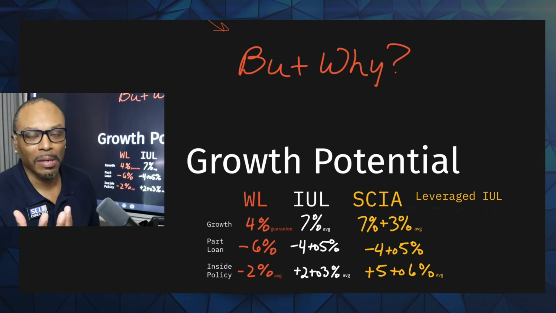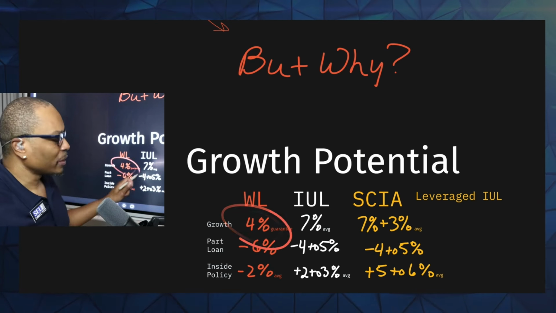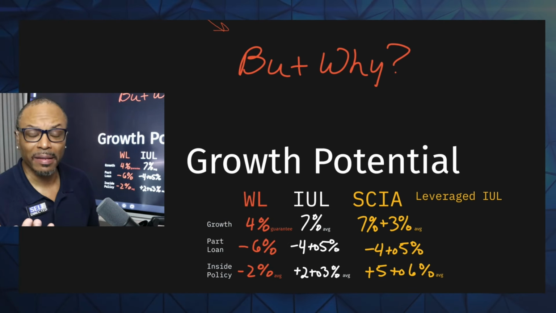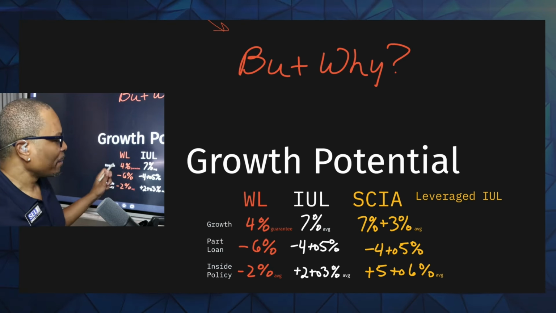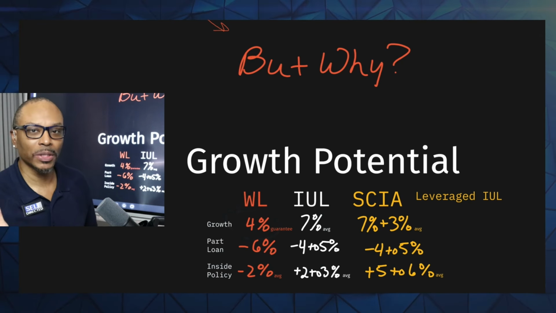Well, people love whole life policies because of their guaranteed growth. That guaranteed growth is somewhere between 3 and 4%. I think it might even be a little bit higher than that for some, maybe 4.8 or something like that. But on average, somewhere around 4%. But that's guaranteed growth, which is awesome.